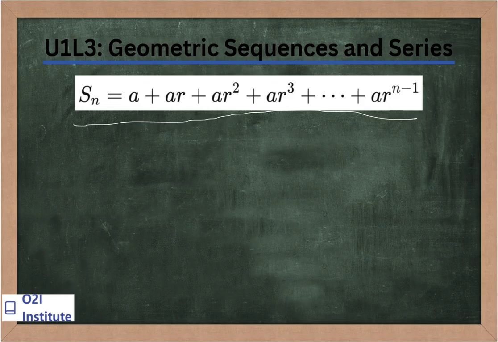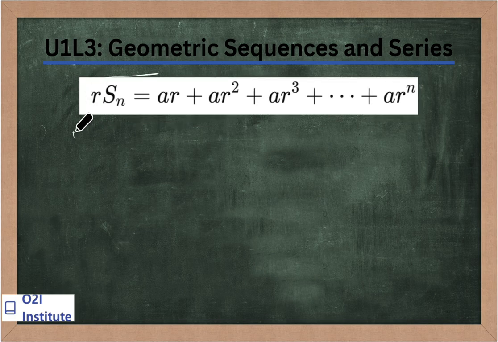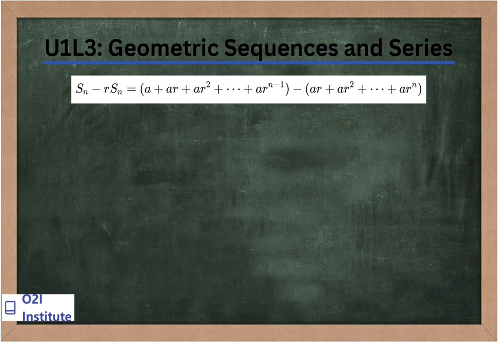Now if we were to multiply this entire thing by the common ratio r, we would get this. So now every term is a times r to the nth power, and on the left side we have r times Sn. Now if we were to subtract this from the original one without the r, we get this. This is very complicated, but just stick with me here. I promise it'll get easier in the next step.